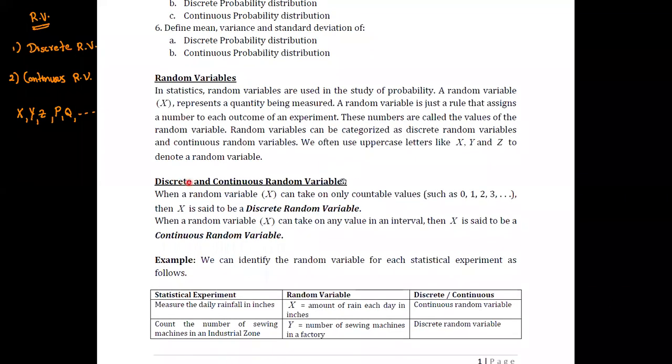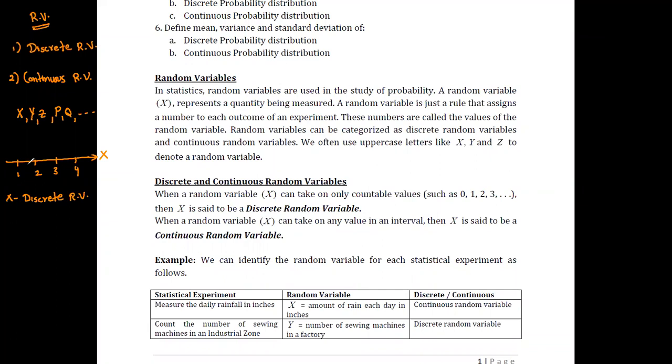Discrete and continuous random variables. If the random variable can take only countable values, such as 0, 1, 2, 3, likewise, it means that you can have the values on the number line, 1, 2, 3, 4, likewise. You may have countable values for x, then we can say x is a discrete random variable.